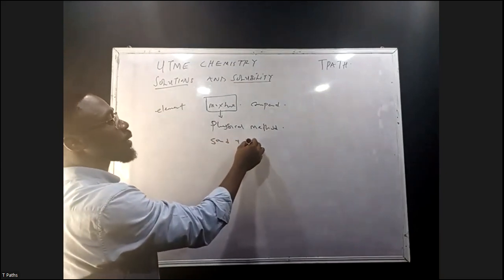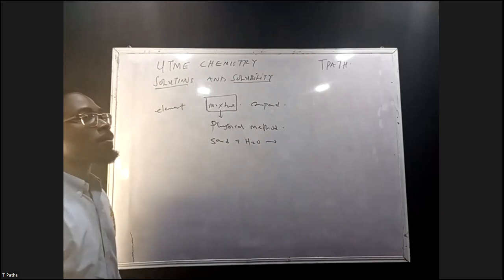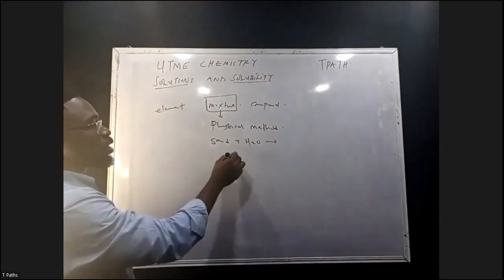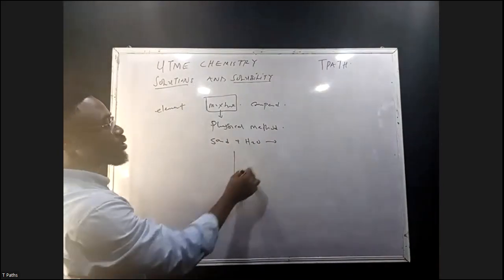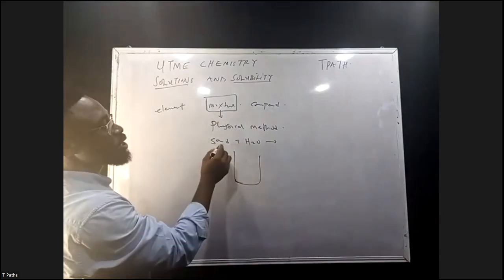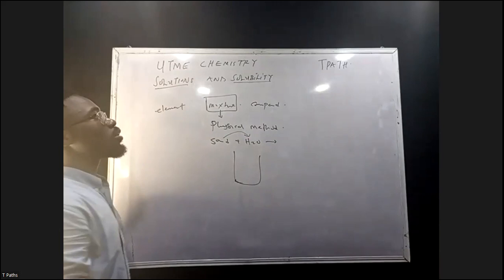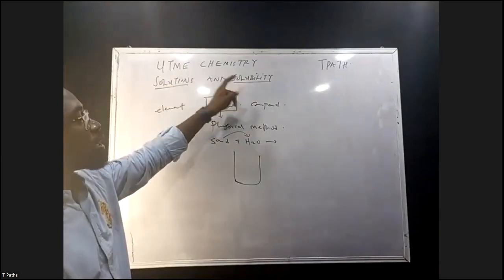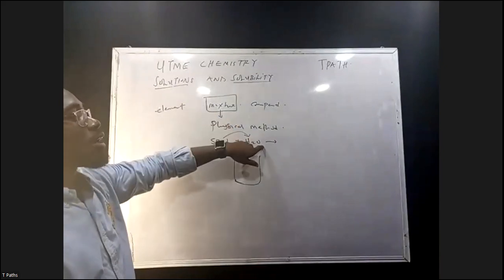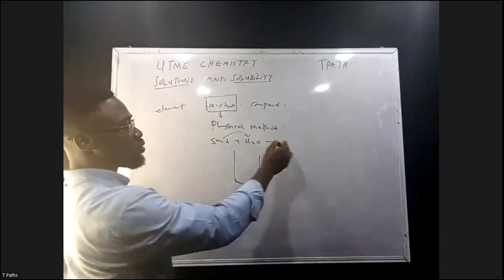sand and water. A mixture of sand and water can be separated by virtue of the fact that sand is insoluble in water. That's what we want to learn under solubility. So you can see that there's a close relationship between solutions and solubility. Now, your sand plus water will give you a mixture.